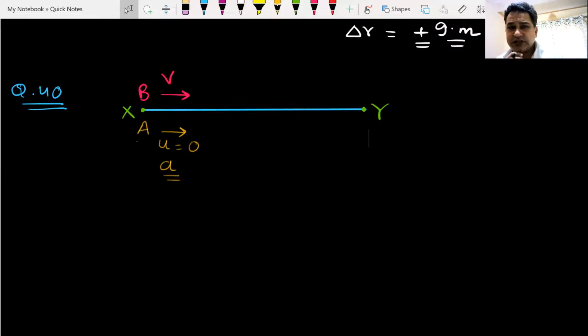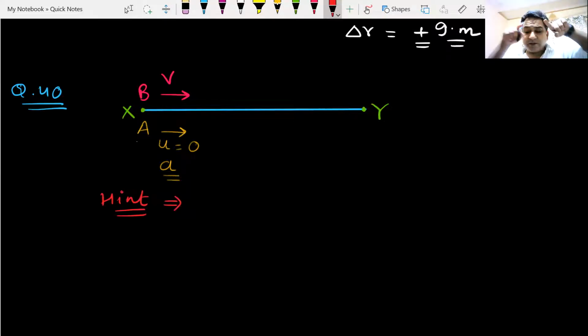If you have done this question, then you have to also tell me what is the total distance traveled by the two bodies. That is an additional question. After finding out time, find out the total distance. How to do it? Hint. What is the hint? They start from the same point.